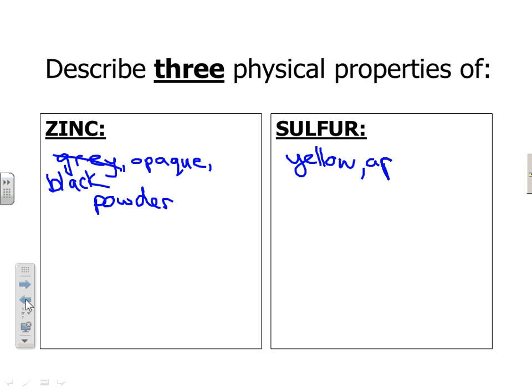Yellow. Oh, oops, I made that an A. Opaque. I hate the word opaque. Oh, you said powder, right? Powder. That's good. I'm putting this on the internet for all people to see how bad my spelling is. That's all right. Excellent. Physical properties of zinc and of sulfur.